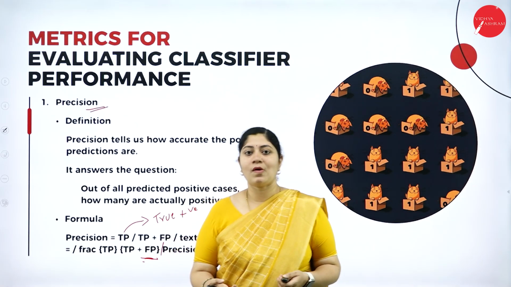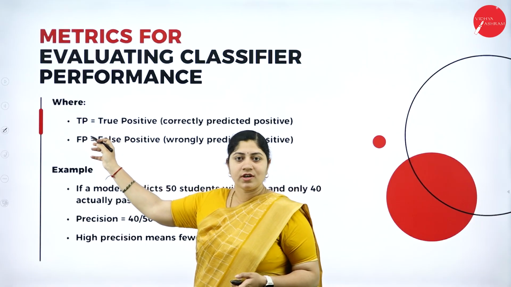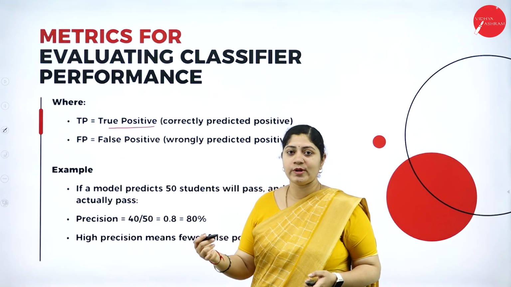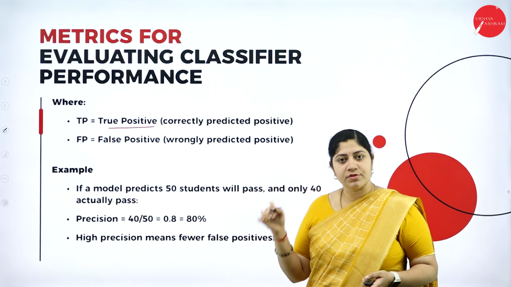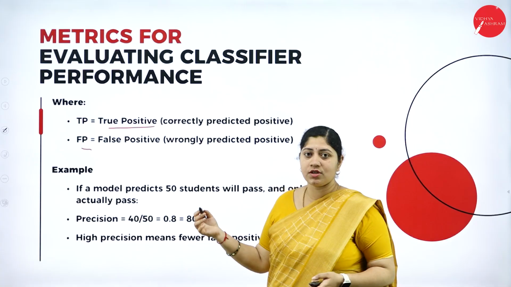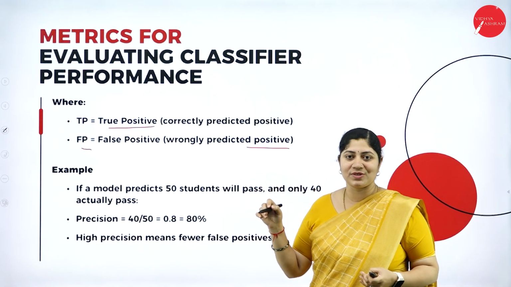All right, let's move forward and see a basic example for this precision. Yes, over here we know that TP is none other than true positive, which gives us information about correctly predicted positives, and the next one is FP, which is false positive, which gives us information about wrongly predicted positives.